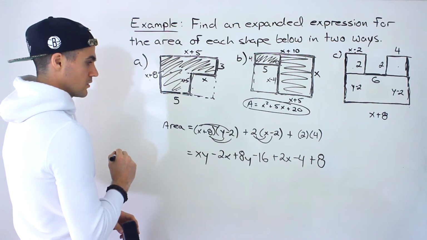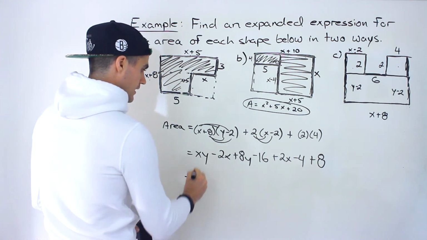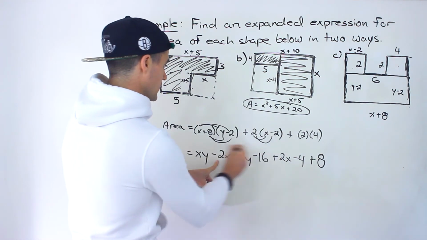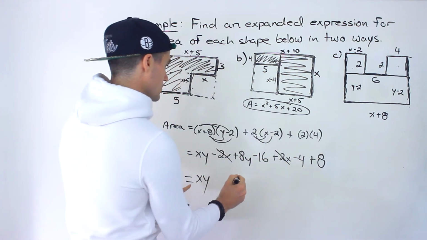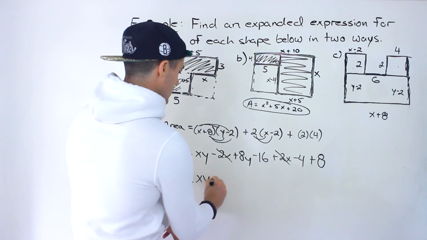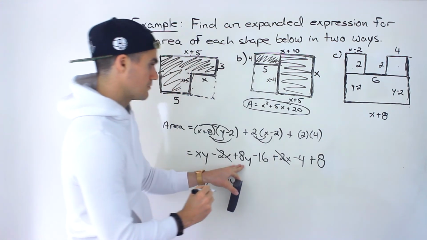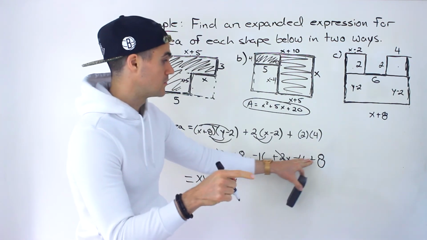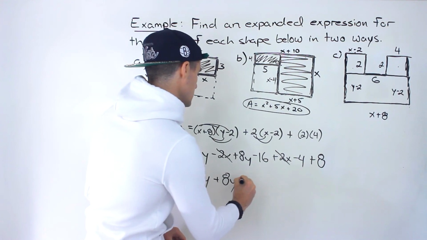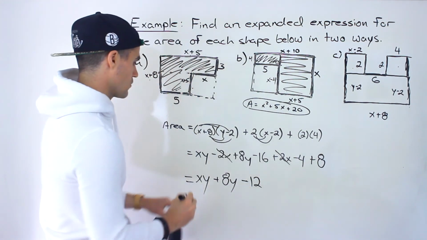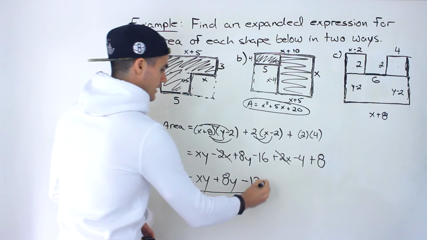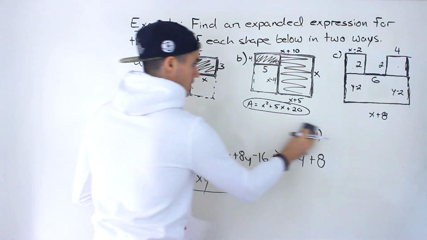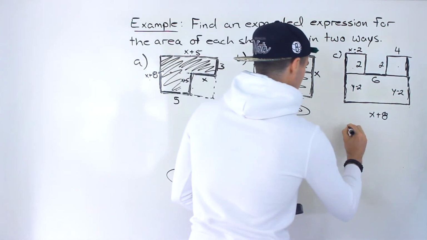We're all good here. So now let's collect like terms. Notice xy, that's just by itself. Then we got the minus 2x plus 2x, that's nice. Those cancel out. We have the 8y by itself. There's no other y term to net out with this one. Then we got negative 16 minus 4, which is negative 20, plus 8 would give us minus 12. So that ends up being the area for part C. So let's write that down over here.